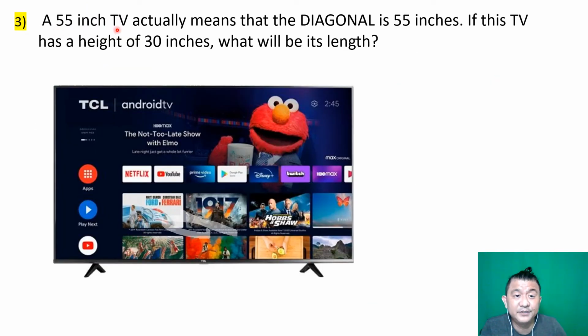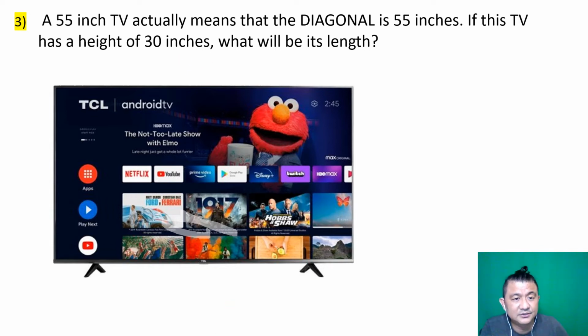A 55-inch TV actually means that the diagonal is 55 inches. Did you know that? I thought this was the 55. No, this is the 55. It's the diagonal. If this TV has a height of 30, so this is 30, they're asking us what will be the length. This is the missing one.